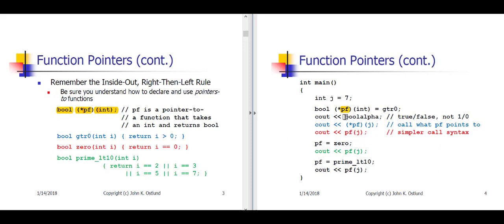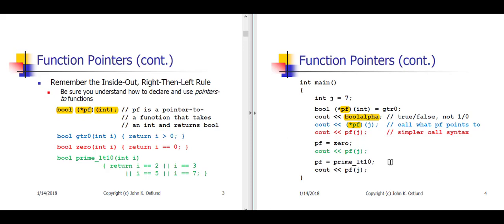Now, these functions all return true or false, and I would like to see those words true or false as opposed to the numbers 1 or 0. So I'm going to use my good old bool alpha manipulator to turn on displaying Boolean values as words. And to call the function that PF is currently pointing to, I can dereference or do an indirection on PF with the star. We need to enclose that in parentheses because the function call operator, the opening parenthesis around the J, actually has higher precedence than the star.